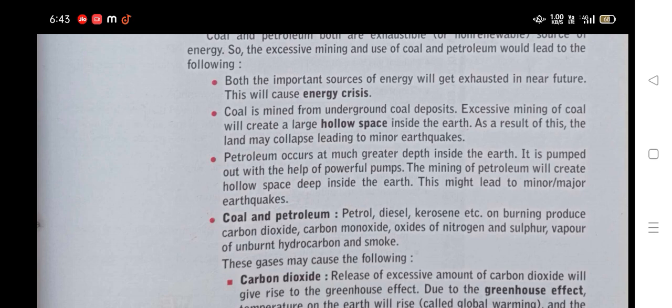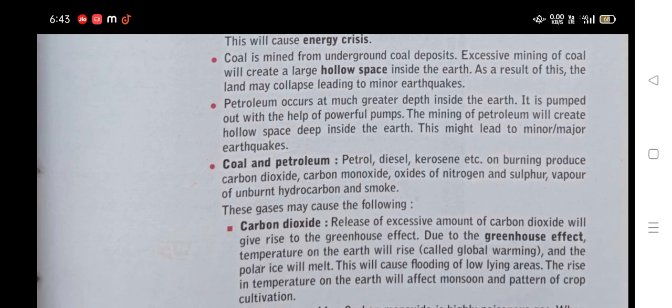Coal is mined from underground coal deposits. Excessive mining of coal will create a large hollow space inside the earth. As a result of this, the land may collapse, leading to minor earthquakes. Petroleum occurs at a much greater depth inside the earth. It is pumped out with the help of powerful pumps. The mining of petroleum will create hollow space deep inside the earth. This might lead to minor or major earthquakes.